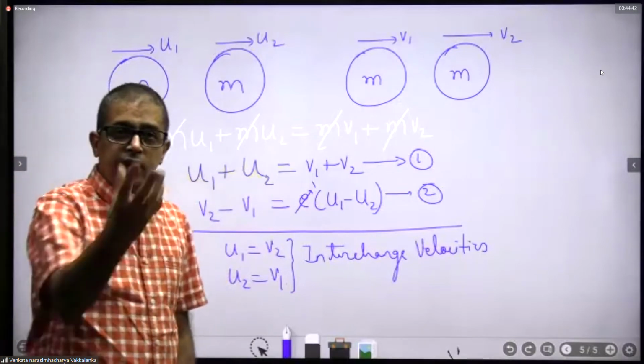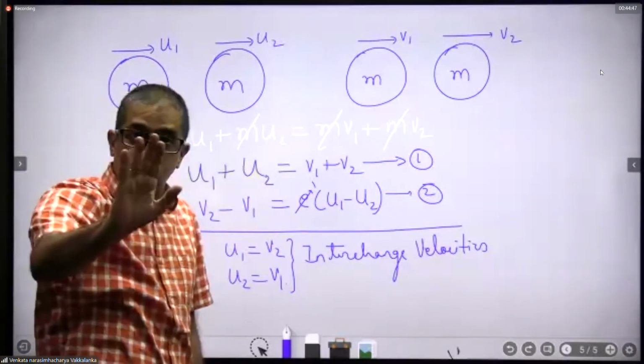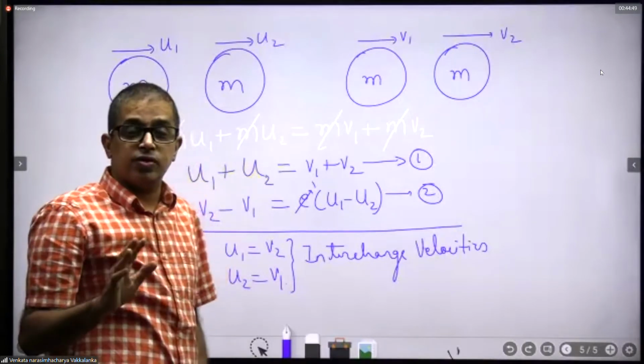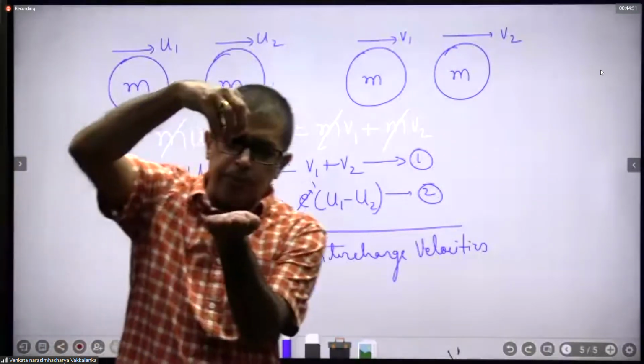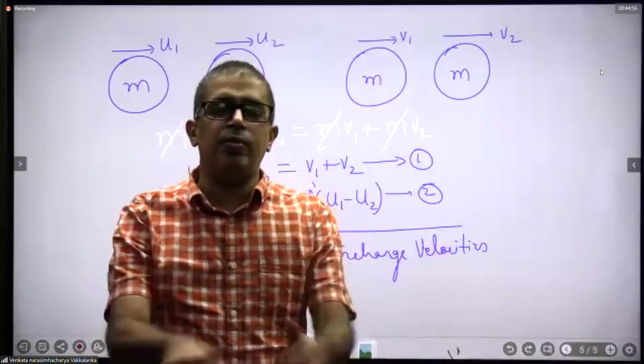So don't tell me this is a steel ball, this will always be an inelastic collision or elastic collision. Depends on the circumstances. Steel ball, drop it on a hard surface. Glass, marble. Marbles, I don't know, you people might not have played.